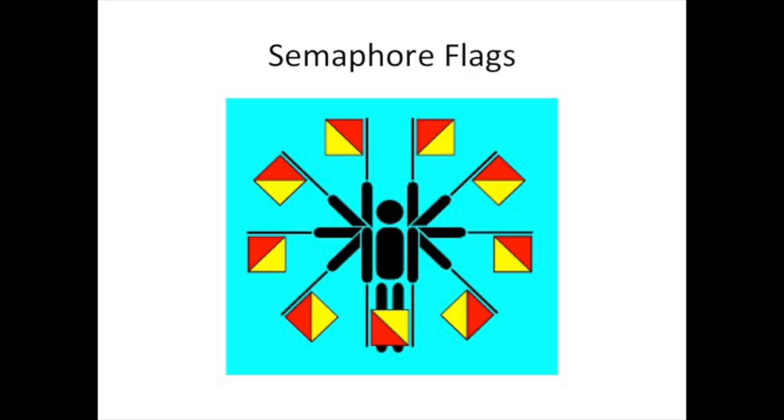The next slide shows semaphore flags, and I put that in there because the word semiotics and the word semaphore are both from the same Greek word, sema, for sign. Semaphore would be a system whereby you have different flags and different positions, and you can then spell out things using all the letters of the alphabet.